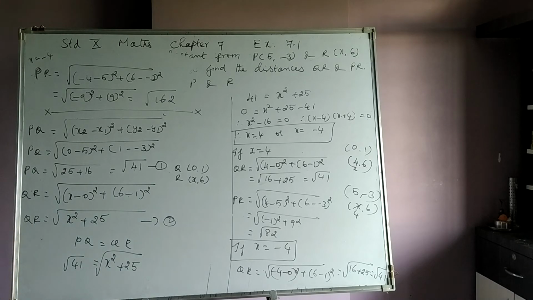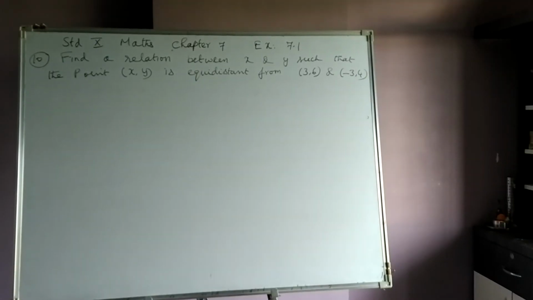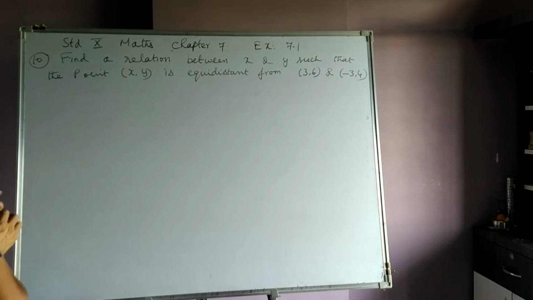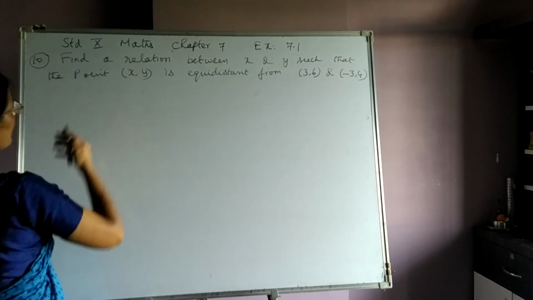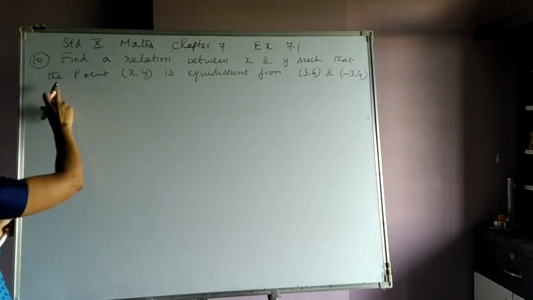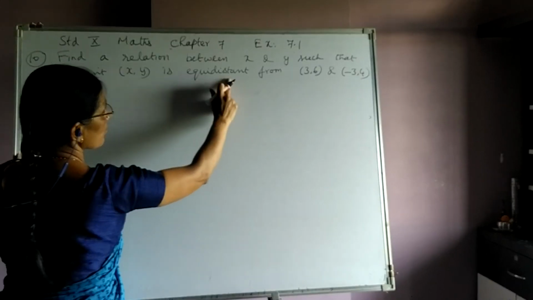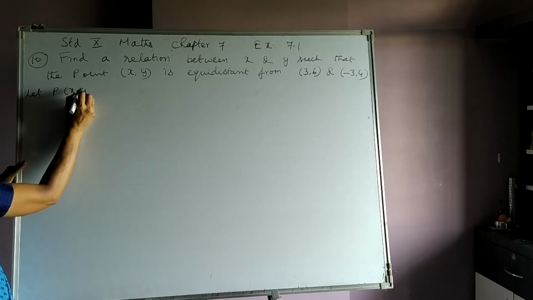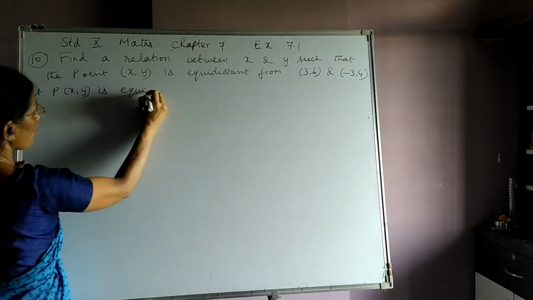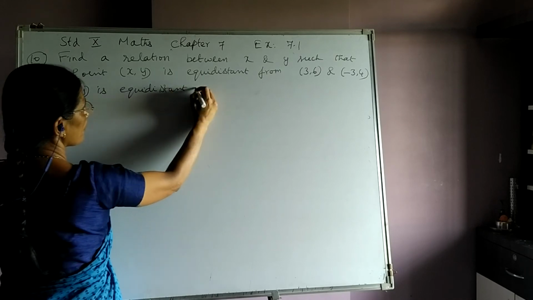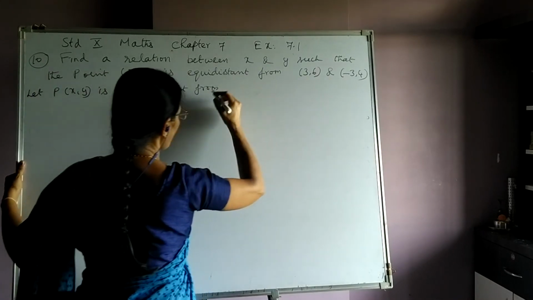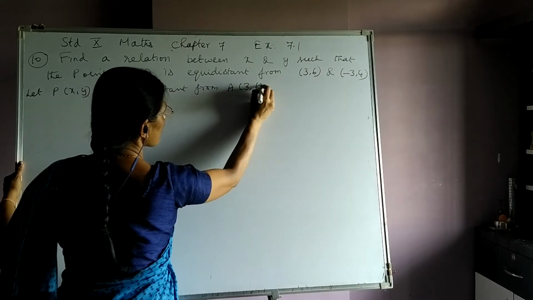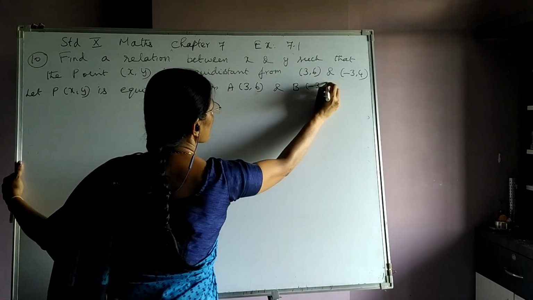Now we go to the last sum. Tenth sum. Find a relation between x and y such that the point x, y is equidistant from 3, 6 and minus 3, 4. So I assume this as point P. So let P x, y be equidistant from, I name these 2 points as A and B. So equidistant from A 3, 6 and B minus 3, 4.